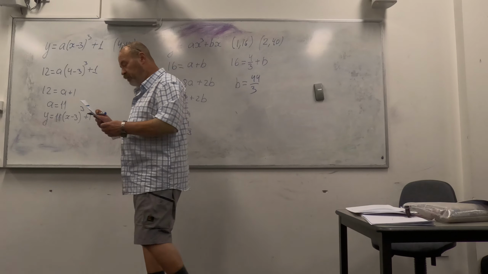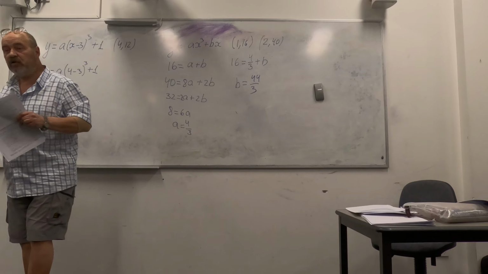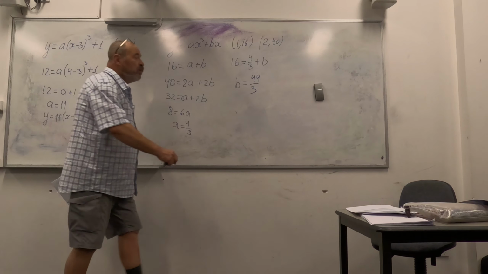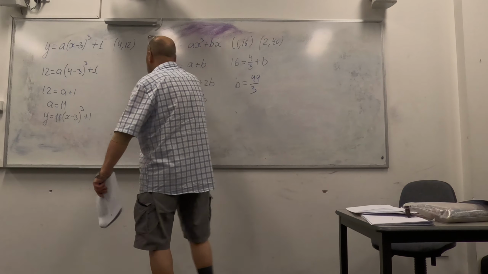Now, what chapter or part? It's 6H. Now we have a graph from which we will need to find the equation.